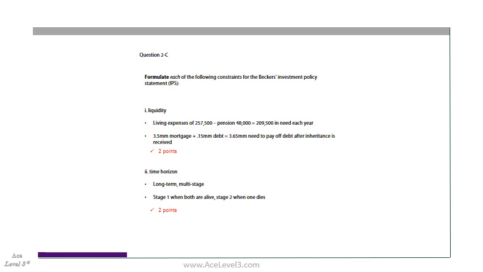Formulating the time horizon constraint is also worth 2 points, so again, have 2 things to write. For time horizon, always write whether it's short-term or long-term and whether it's single-stage or multi-stage. This is 1 point. Then the second point is earned by providing details on the stages. Here it's long-term and multi-stage. That's 1 point. Then describe stage 1 and stage 2. That's point number 2.